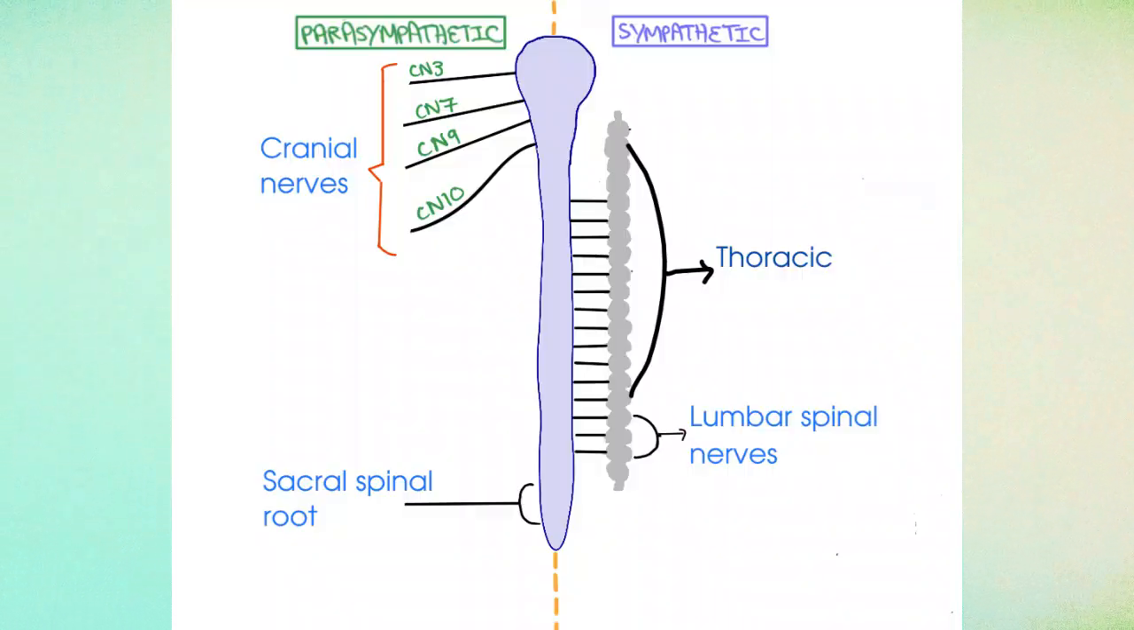Sympathetic preganglionic fibers exit the CNS through the thoracic and lumbar spinal nerves, while parasympathetic preganglionic fibers exit through cranial nerves and the sacral spinal roots.